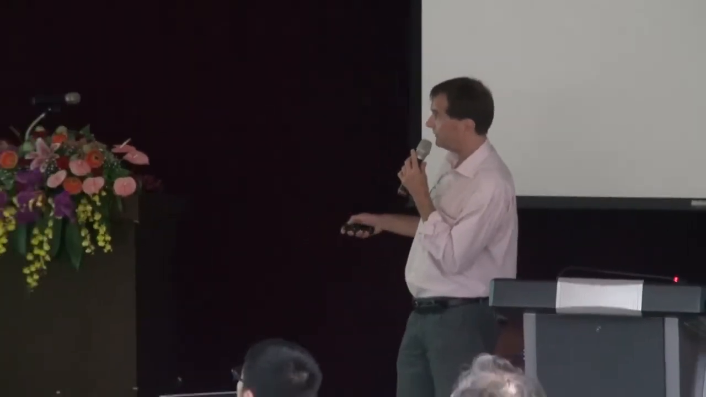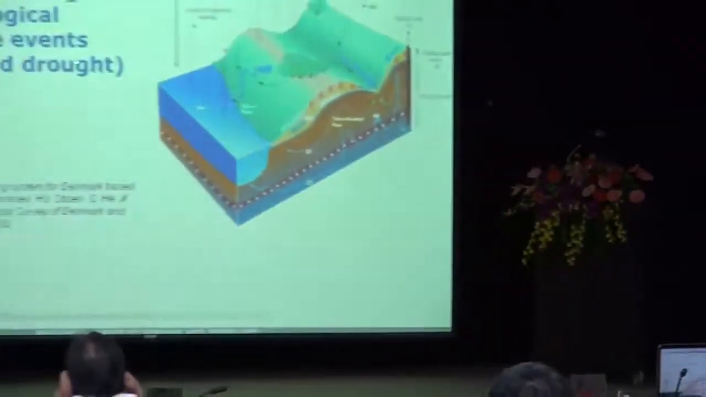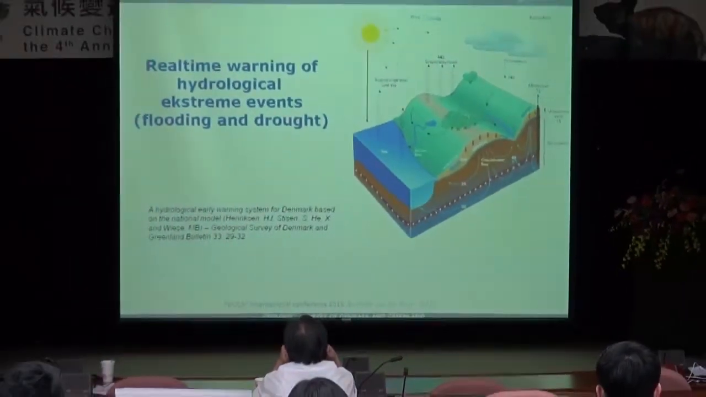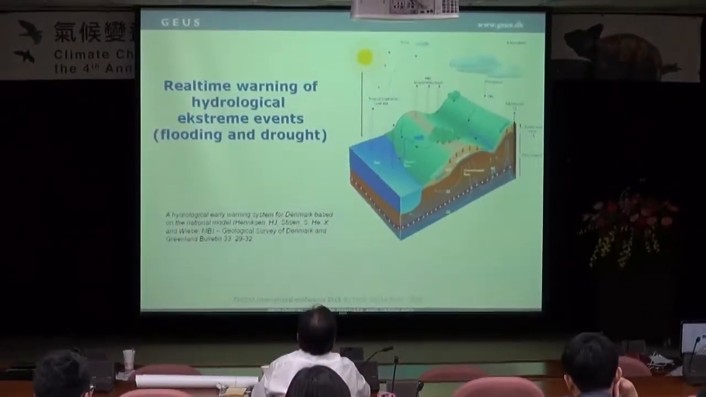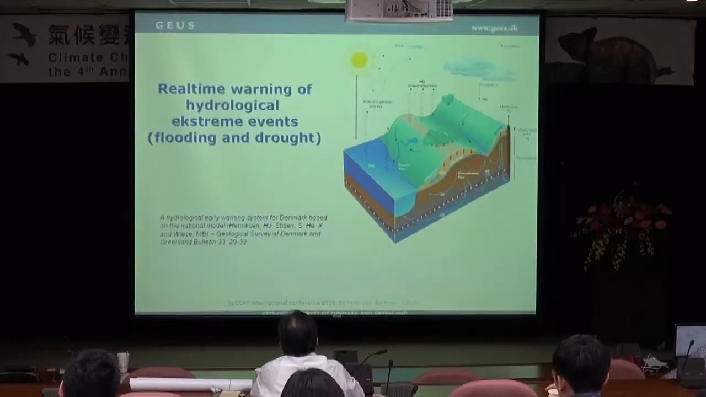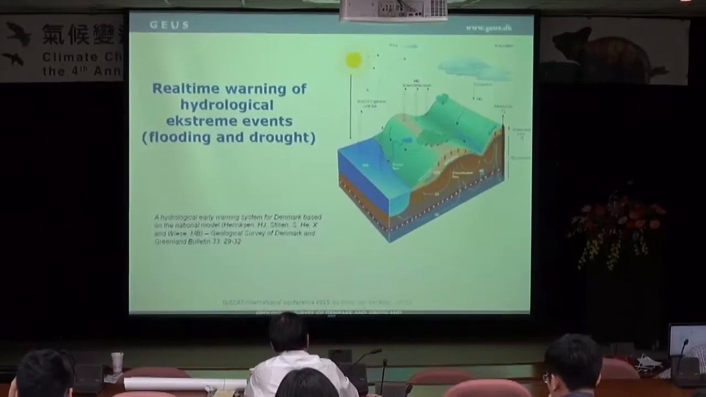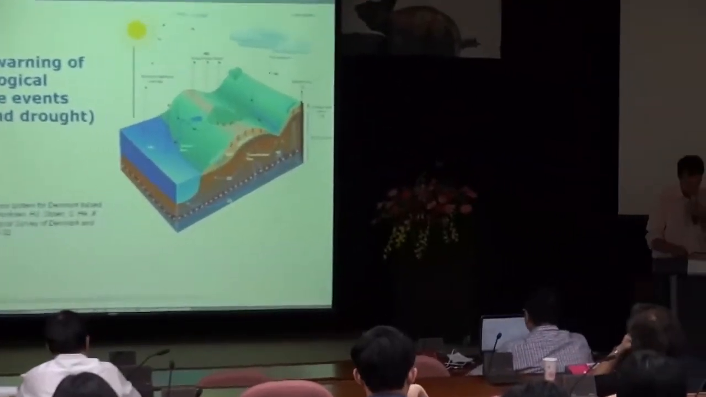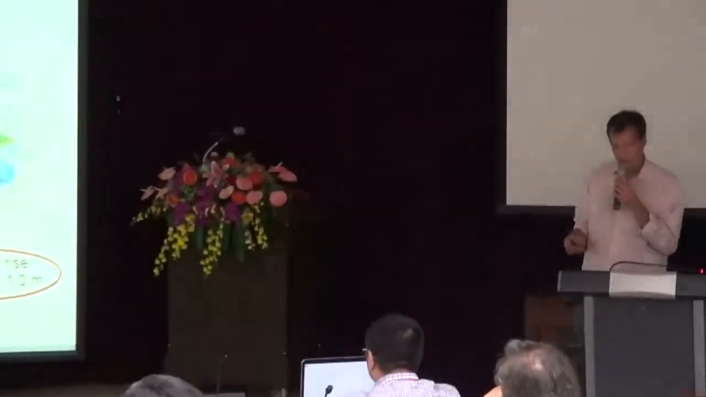So we use it for a real-time warning of hydrological events, so flooding and drought. We also have drought in summertime, because in wintertime we experience flooding, but in summertime we have prolonged high temperatures, and that may result in drought. So we also look at warning for drought. And this you have seen yesterday.